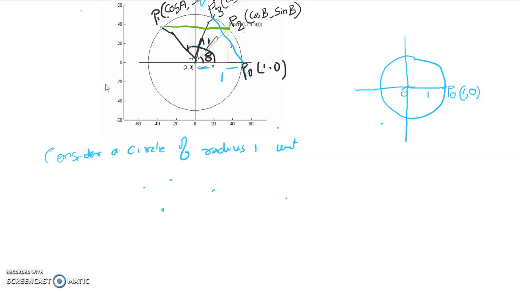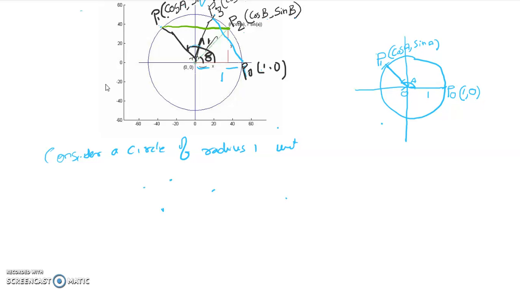Now I consider an angle A as the circular angle. Then the point on the circumference of the circle, let me call this P1. I told you any point on the circumference of a circle is given by r cos theta comma r sin theta. Since r is 1 here and the angle made here is A, the coordinates of P1 are cos A comma sin A.